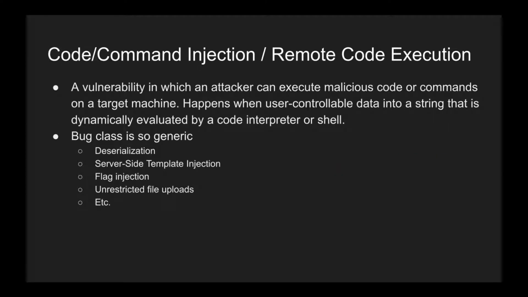So the second to last one is command injection and remote code execution. This is such a generic bug class that people ask me, oh, how do I find RCE? It's really difficult to explain because it's so generic. But essentially, all of these command and remote code executions occur when an attacker can execute malicious commands on a machine. It happens when user-controllable data is passed into a string that's dynamically evaluated by a code interpreter, a shell of some sort.